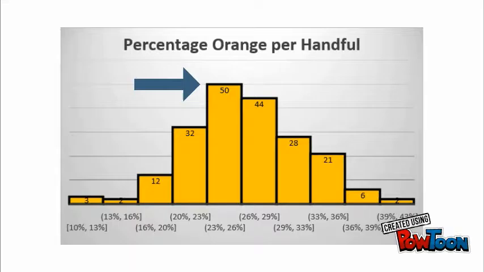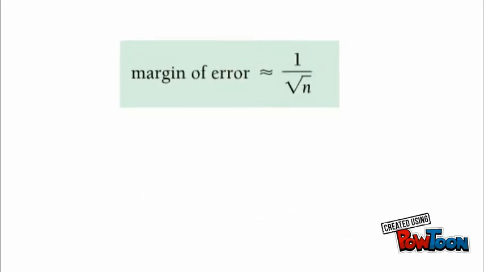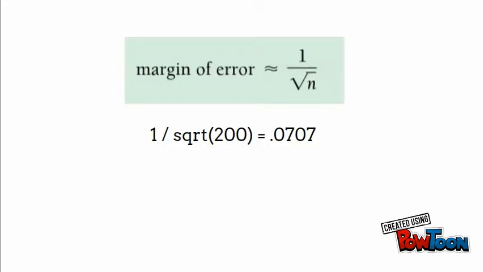From here, we need to find the margin of error of our data. The margin of error is found with this equation, where n stands for the number of trials that were completed. Our margin of error is approximately 0.0707. Now that we have our margin of error, we can construct a 95% confidence interval, or a range that we can be 95% confident contains the true population proportion.